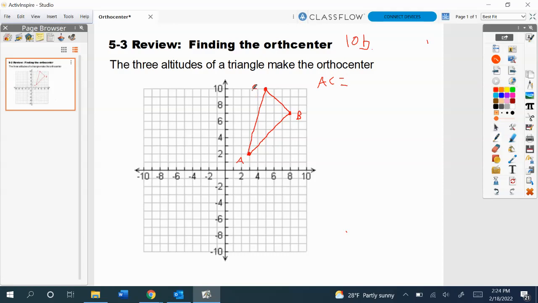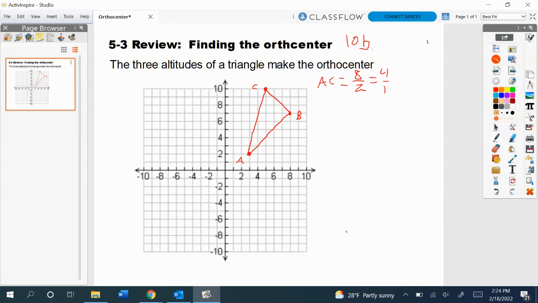To go from A to C, we need to figure out the rise and the run. My rise is up 1, 2, 3, 4, 5, 6, 7, 8. So there's my rise, up 8, and over 1, 2. This is going to be a positive slope because this side of the triangle is going up in a positive direction. If I simplify that slope down, that side has a slope of 4/1.